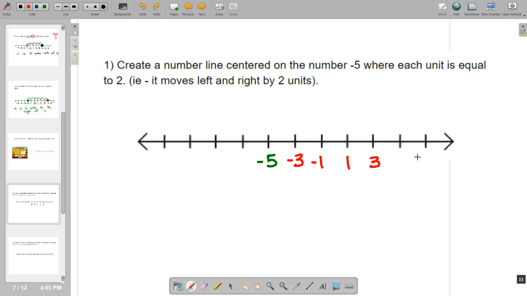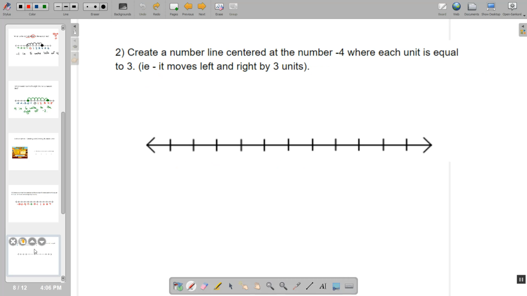Then 3, 5, and 7. To the left, we would do -7, because there's -6 in between. Then it goes -9, then -11, and -13. Let's do one more example on these.